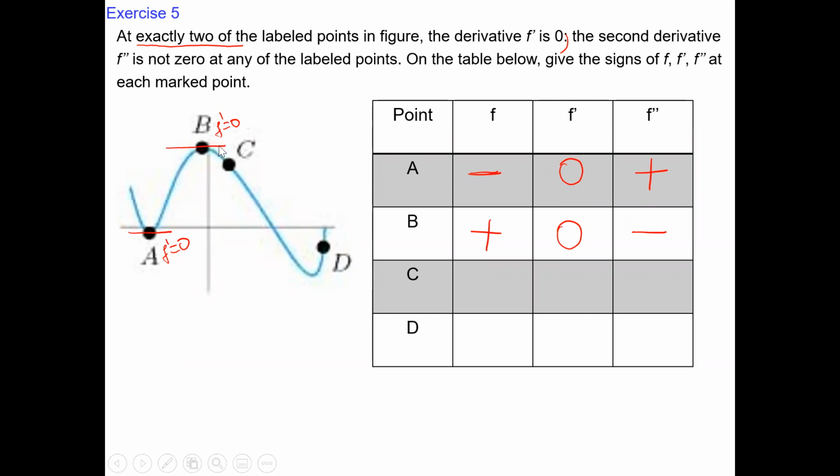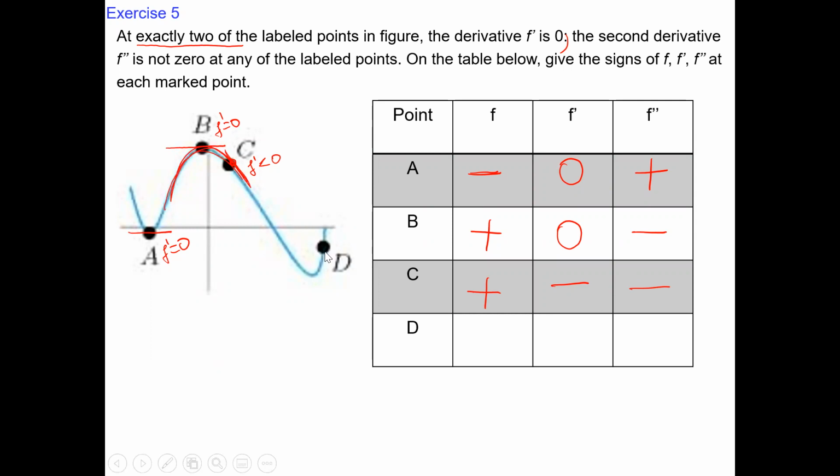And then let's investigate C. At C, if we draw a tangent line, the slope will be negative. That means the derivative, the slope of the tangent, is negative at C. Okay, point C is above the x-axis, so the value is positive, and it looks like it's concave down. Yeah, it's still part of the concave down section, so the second derivative will be negative.